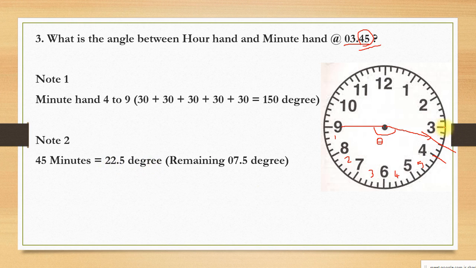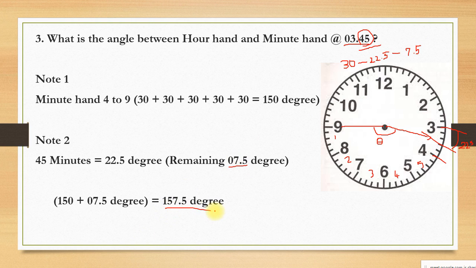See, from here to here it is only 22.5. But the remaining value would be 30 minus 22.5, so definitely the value would be around 7.5. So that is very, very important. So the value would be 157.5 degree. I hope many of you have given this correct answer.